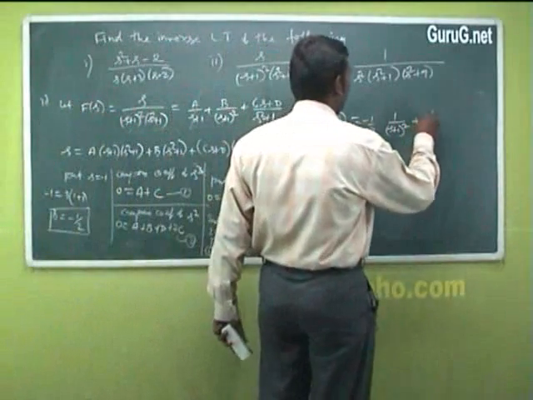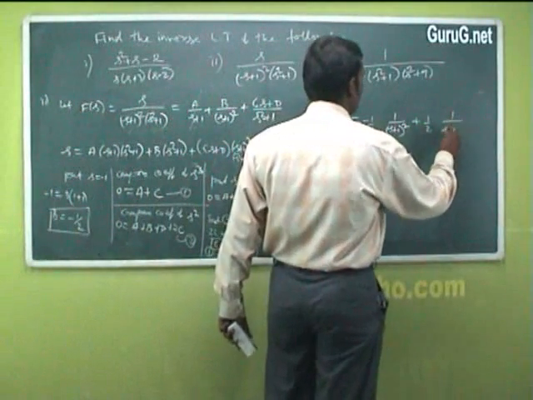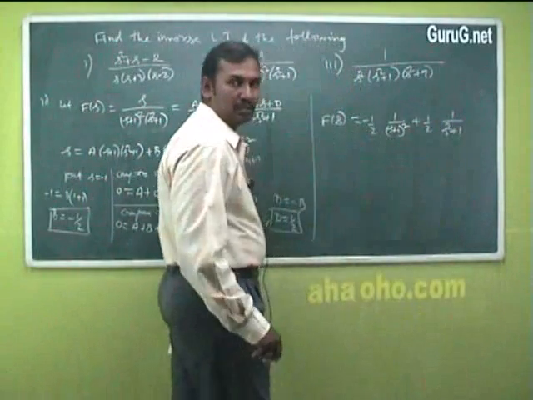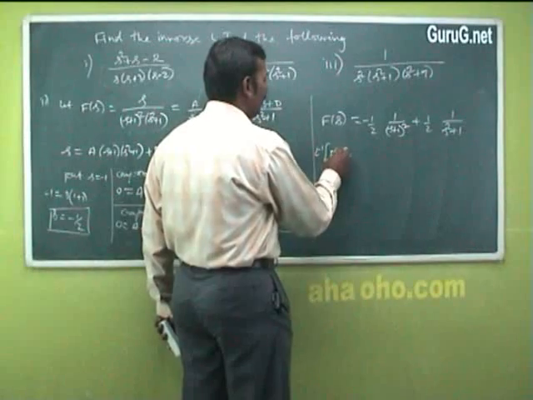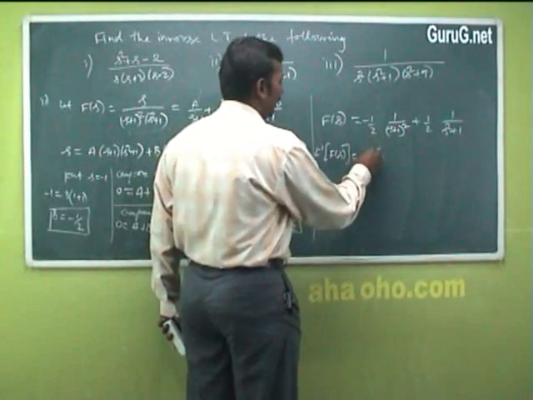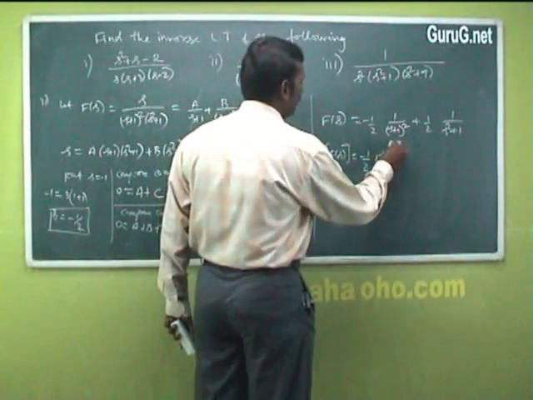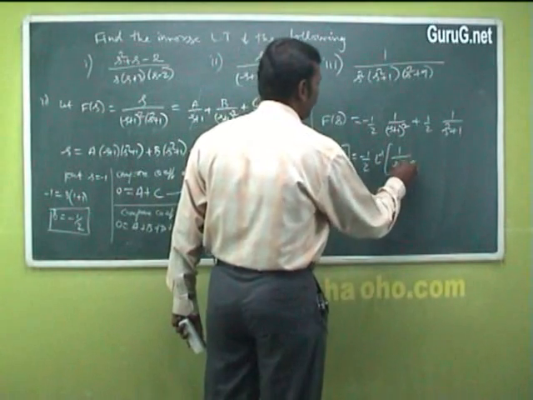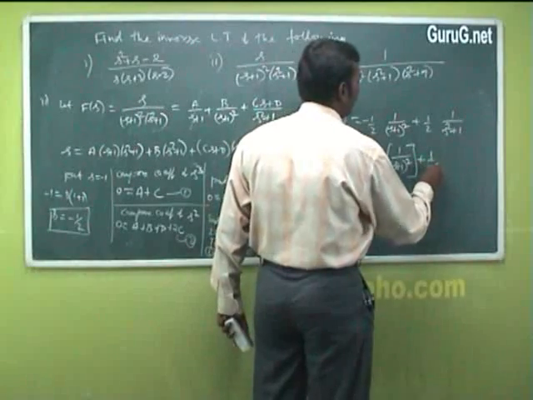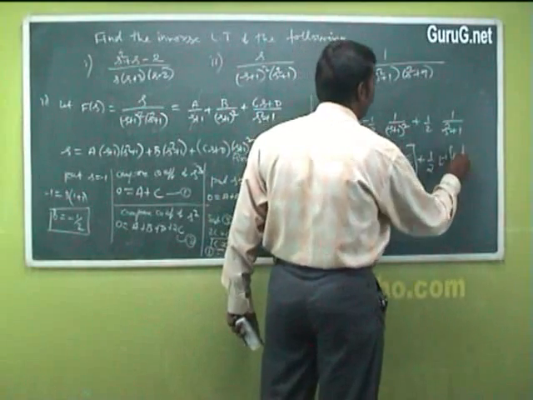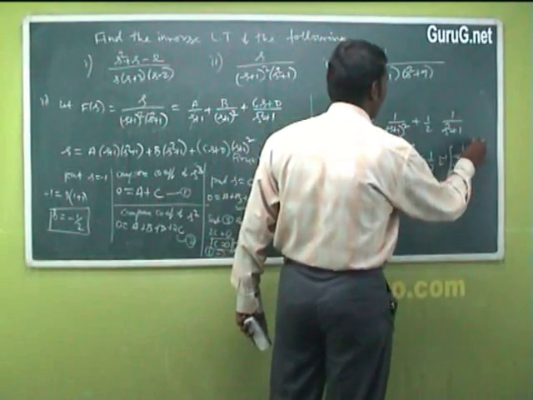So plus 1 by 2 into 1 by s squared plus 1, right. So now you apply the inverse. So L inverse of f of s equals minus 1 by 2 into L inverse of 1 by (s plus 1) the whole square, plus 1 by 2 into L inverse of 1 by s squared plus 1.